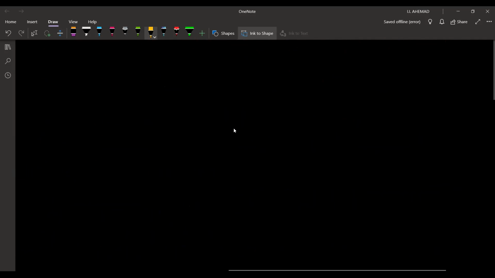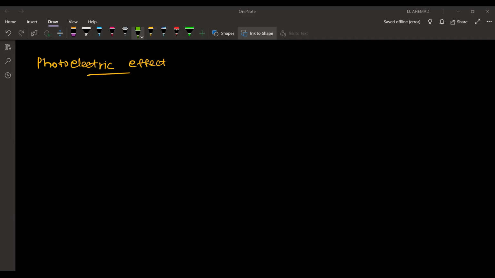Okay, so the next topic is photoelectric effect. Now, don't write. First, let's understand what this photoelectric effect is. I'll completely explain this. After that, we can note.